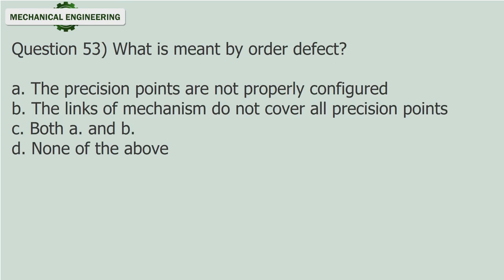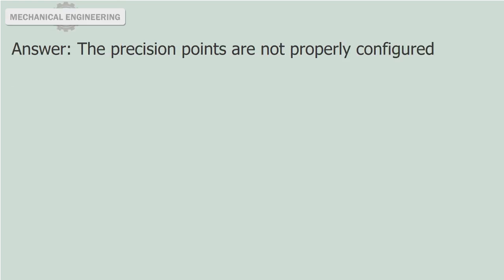Question 53. What is meant by order defect? A. The precision points are not properly configured. B. The links of mechanism do not cover all precision points. C. Both A and B. D. None of the above. Answer: the precision points are not properly configured.